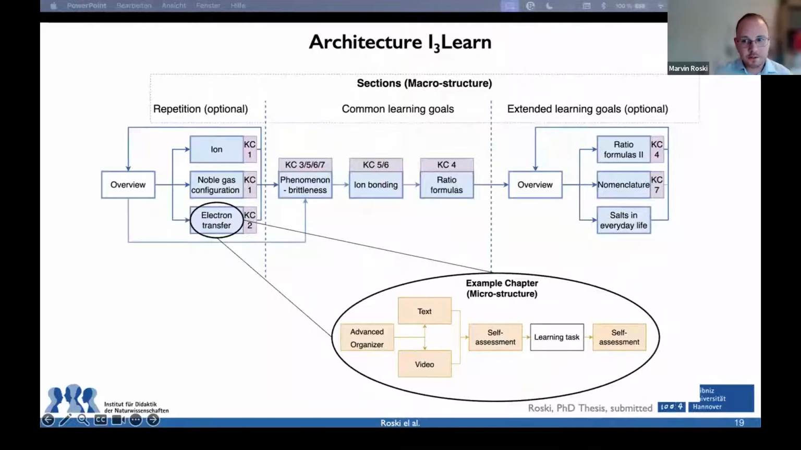And this perspective now adds further details in the architecture of i3 Learn. For example, here in the microstructure within the chapters, the possibility to choose between a text or a video is now added.